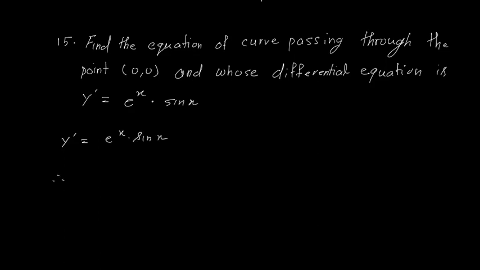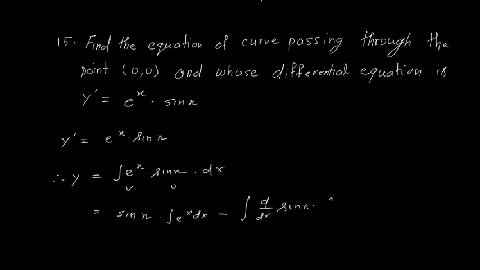Therefore I will integrate, and say that y is equal to the integral of e^x sin x dx. So you have to integrate it. Now here you are going to use integration by parts, and the exponential we always take as the v part. So this is your u part, this is your v part. By using integration by parts, this is sin x into the integral of e^x dx, minus the integral of d/dx of sin x into the integral of e^x dx, the whole dx.